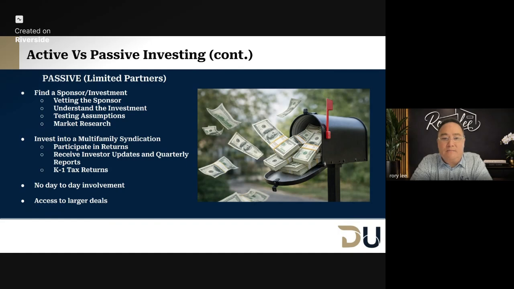The other real benefit, like I mentioned before, is that a lot of these deals are multi-million-dollar deals, where you're buying 30, 40, 50, 100 unit apartment buildings. As a normal investor, as a regular person, it's very hard to get into those types of deals. So as a participator in this project, you're able to get access to these larger deals.